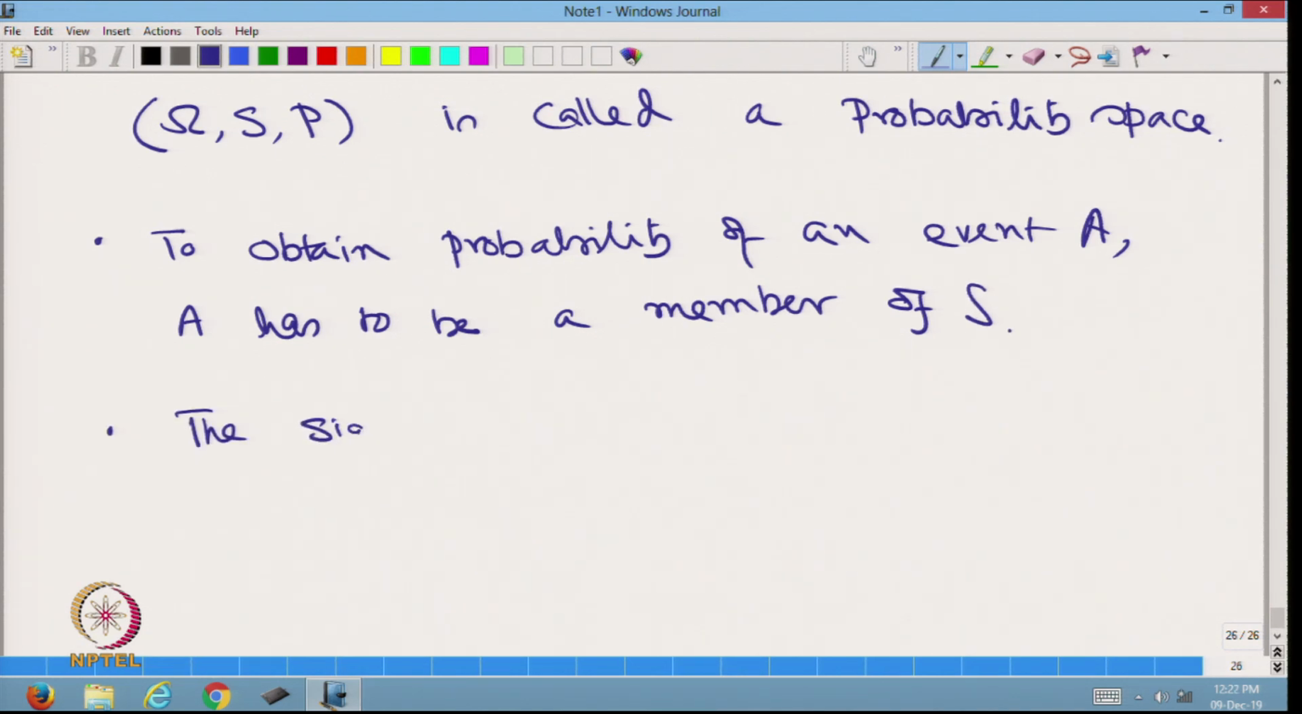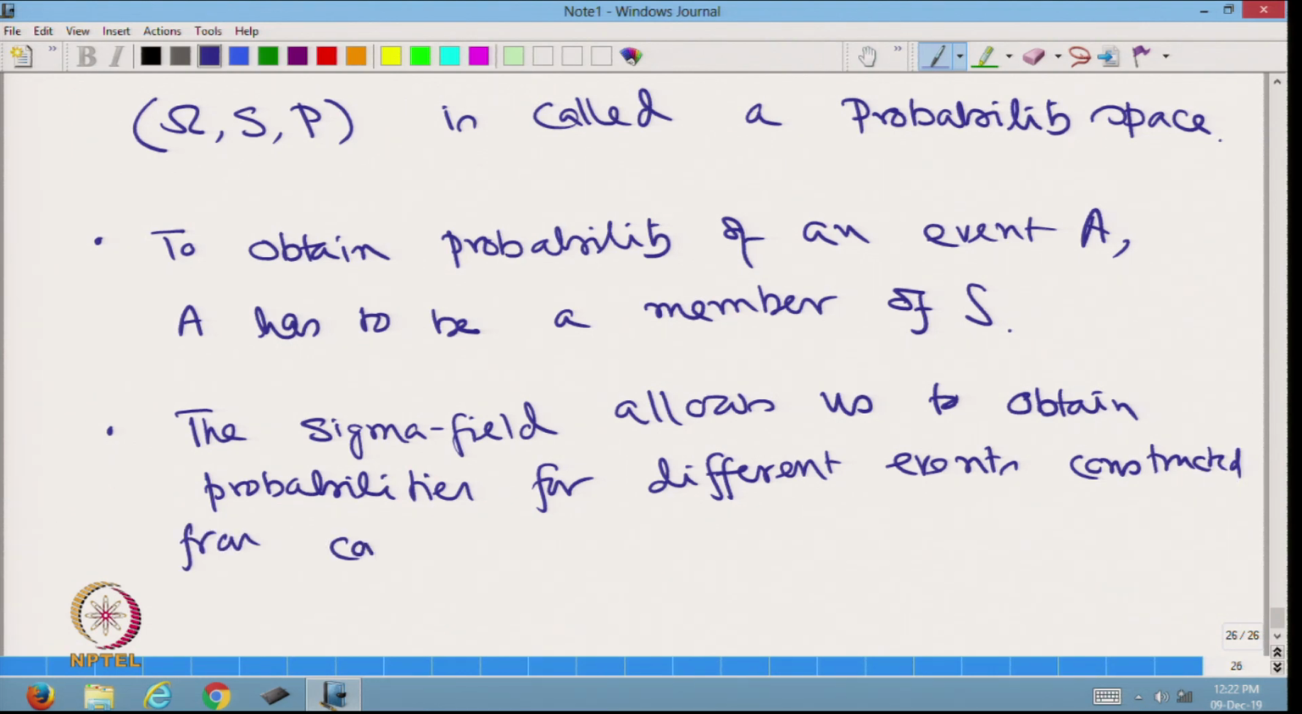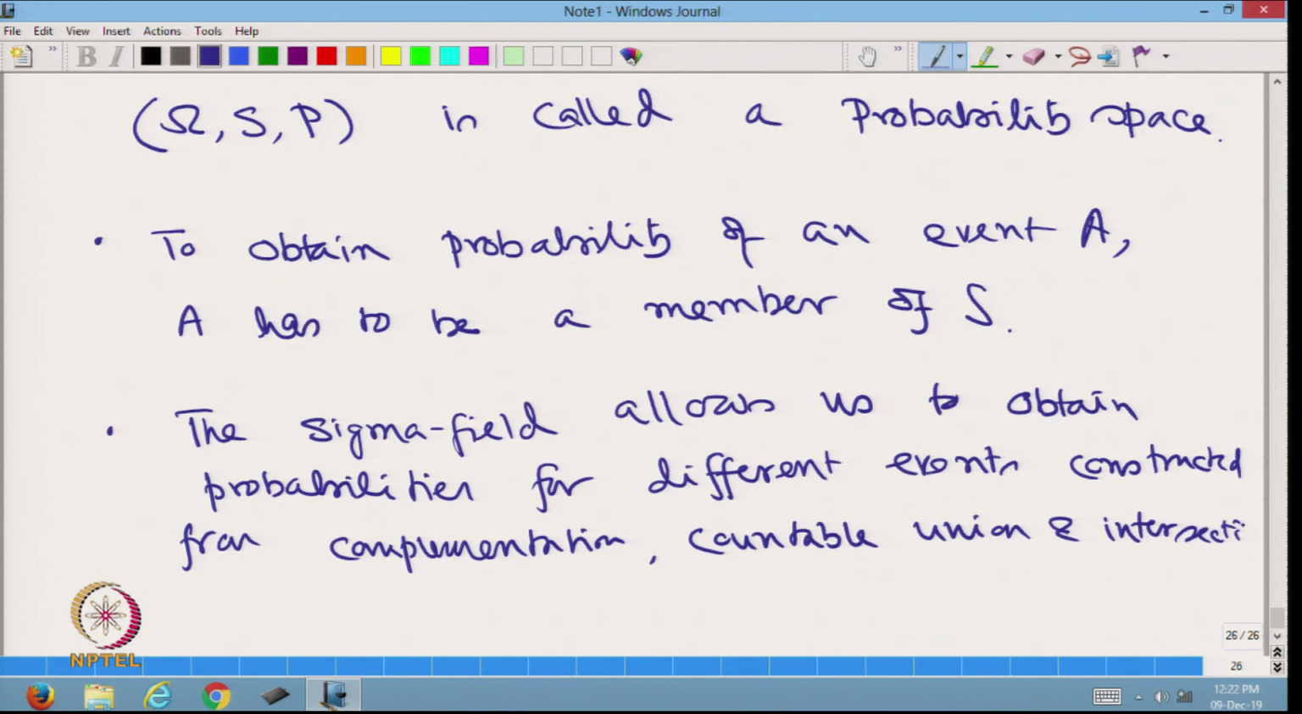The sigma field allows us to obtain probabilities for different events constructed from complementation, countable union and intersection of more basic events.